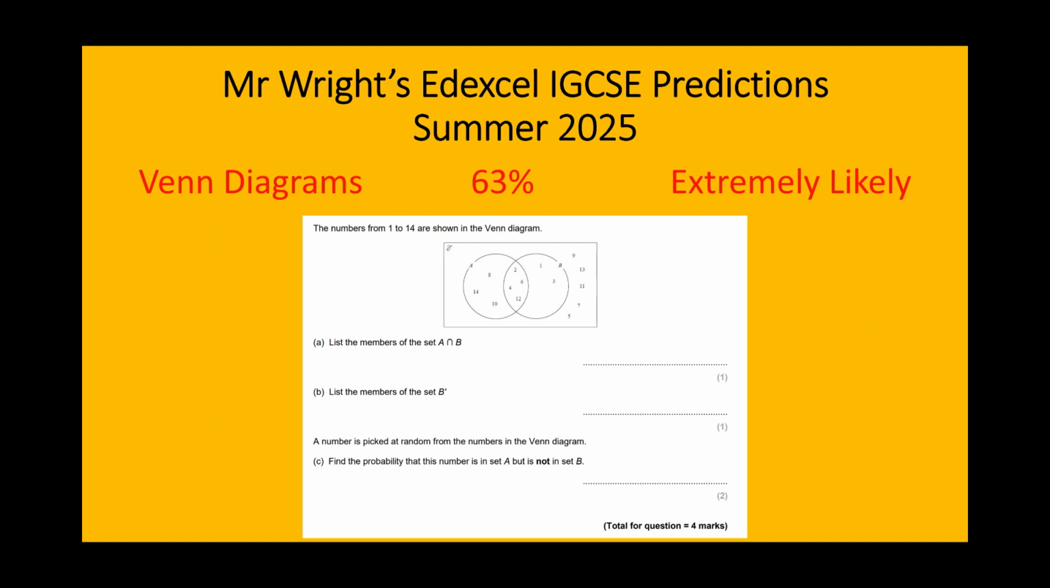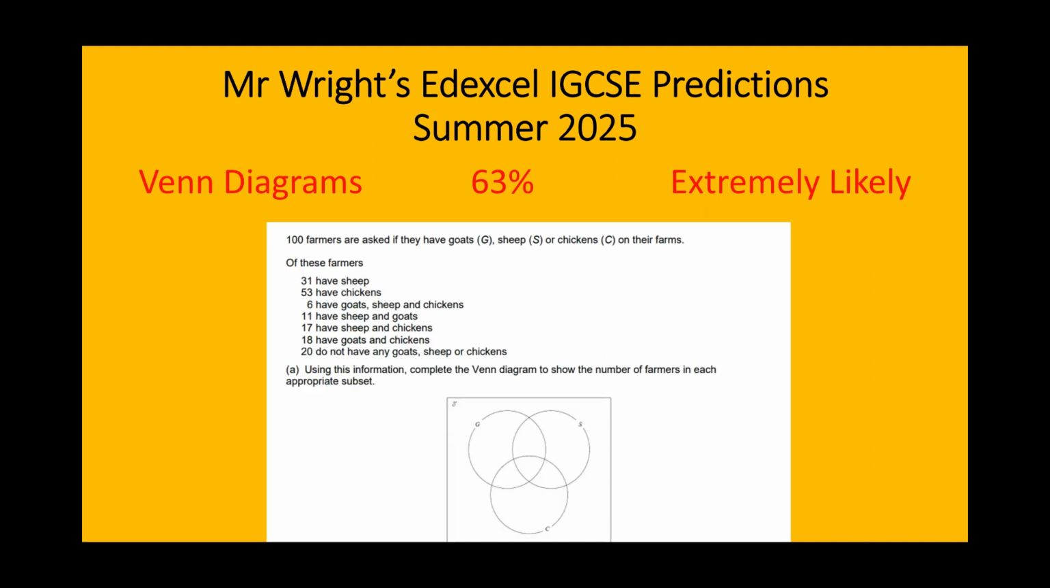Venn diagrams. Extremely likely to come up, a rating of 63%. They come up in 2 different guises, really. Sometimes you're given a Venn diagram and you're asked to find information from it, and on other occasions you're asked to draw your own or fill in your own Venn diagram given some information. Venn diagram questions can be quite complex, can appear towards the end of the paper, and could make the difference between you getting a grade 7, 8 or 9.